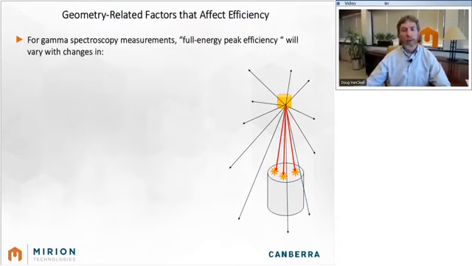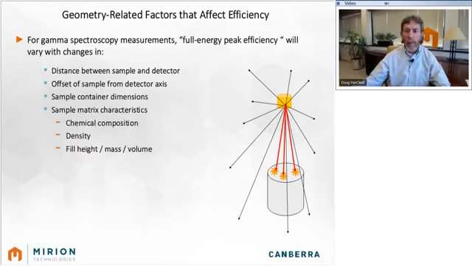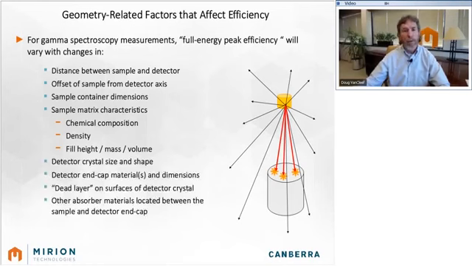There are several important factors that affect efficiency, and all of them matter. If we don't have all of these correct, we will not get an accurate quantification of the nuclide activity. Those include detector and sample distance, offset of the sample from the detector axis, sample container dimensions, sample matrix characteristics including chemical composition, density, and fill height or mass or volume, and detector parameters such as detector crystal size and shape, detector end cap materials and dimensions, a dead layer if there is any on the surfaces of the detector crystal, and other absorbers which may be present between the sample and the detector.